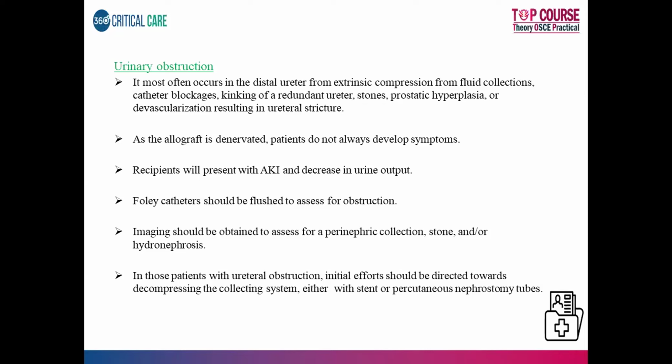So as the allograft is denervated, patients do not always develop some symptoms, especially the pain. They don't have much pain. There would be pain, but not so much. Okay, and usually this urinary obstruction will present with a sudden decrease in urinary output and AKI. So in such cases, you should flush the Foley's catheter to assess for obstruction, and imaging should be obtained to assess for any perinephric collection, stone, and or hydronephrosis. Okay, so how do you manage these patients? So initially, you try to decompress the collecting system either with a stent or a percutaneous nephrostomy tube.